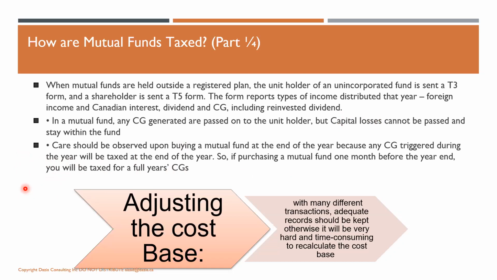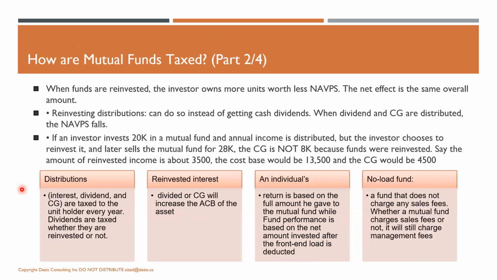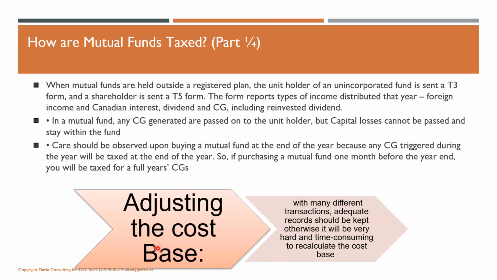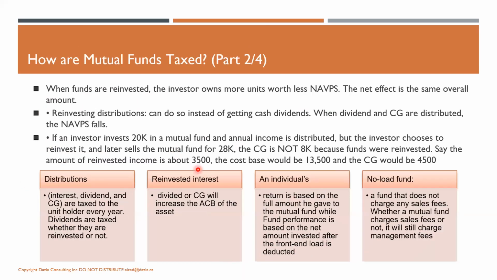So we're going to talk about adjusting the cost base. I'm going to show you about distributions again. When funds are reinvested, the investor owns more units worth less NAVPS. Adjusting the cost basis means that when you get your distribution from the mutual fund, which is like your bonus, you need to keep track of that for tax purposes, because you need to adjust the cost basis. So we're going to take a look at that.